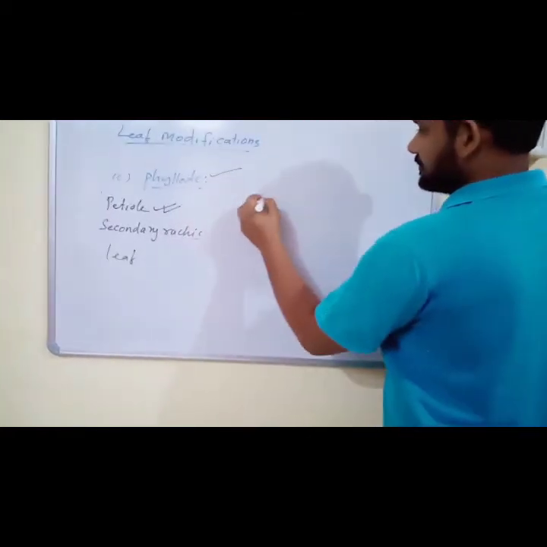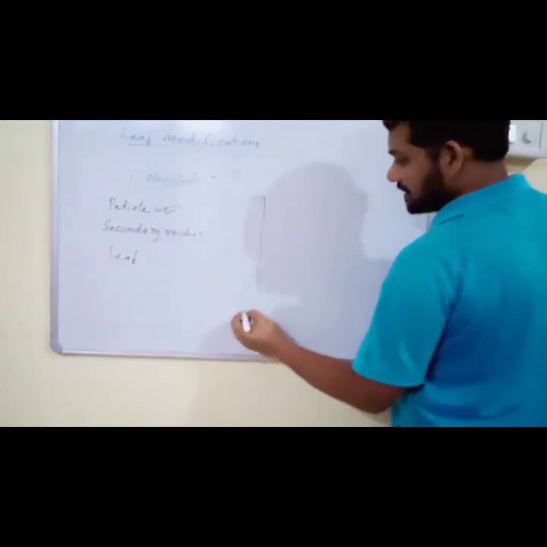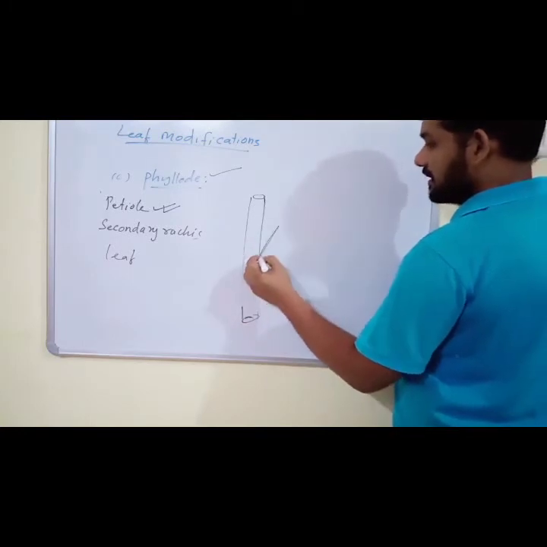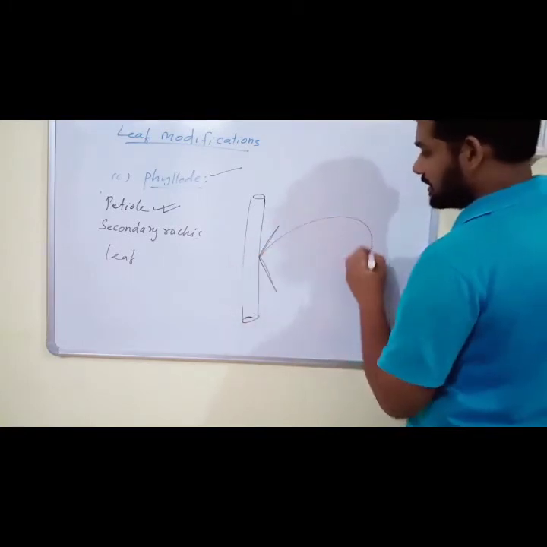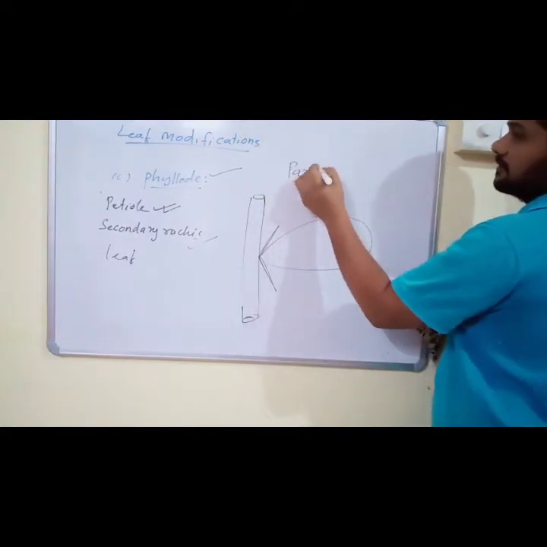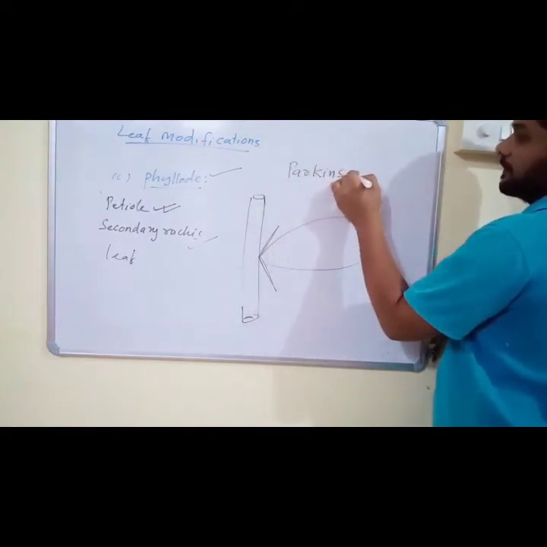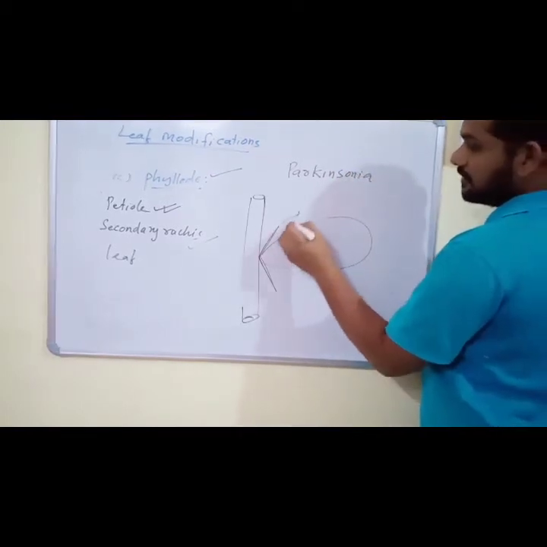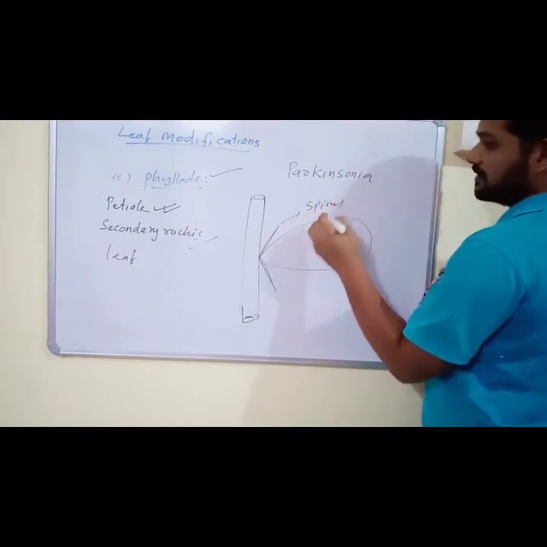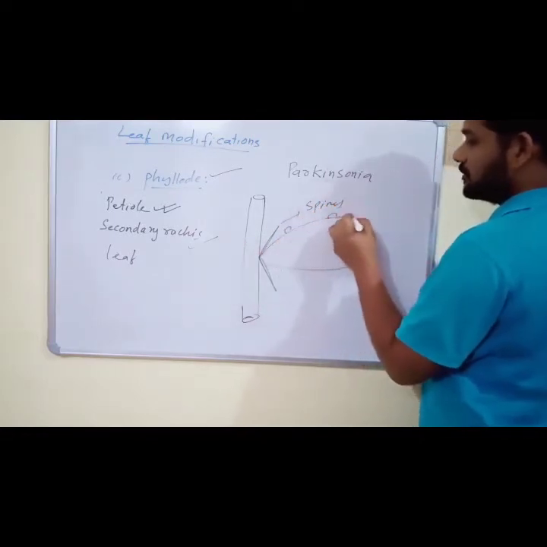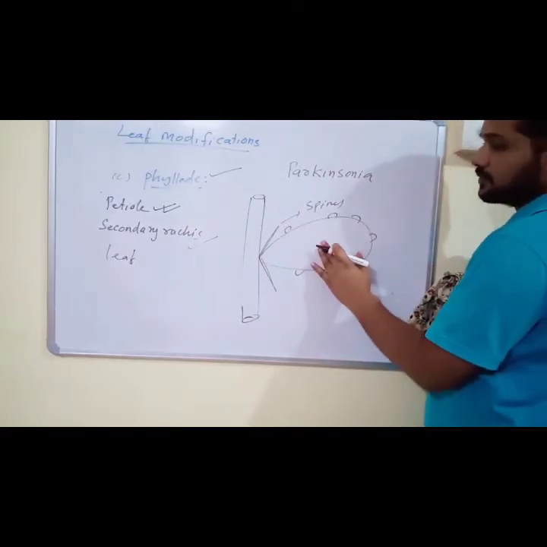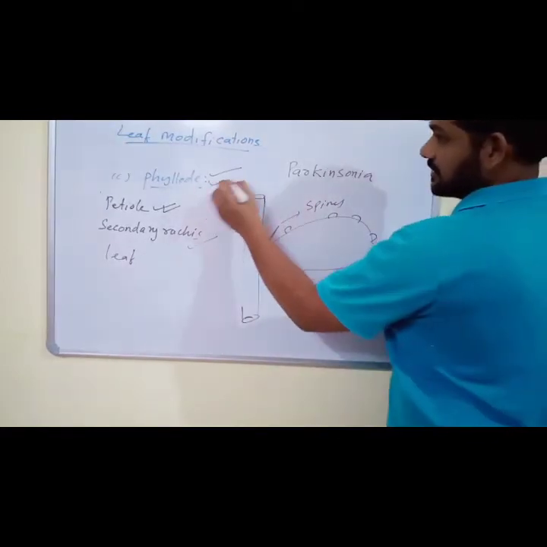And in some plants like Parkinsonia, petiole and primary rachis are modified into spines. Then secondary rachis modified into green leaf-like structure, and these leaf-like structures perform photosynthesis, and this green leaf-like structure is called phyllode.